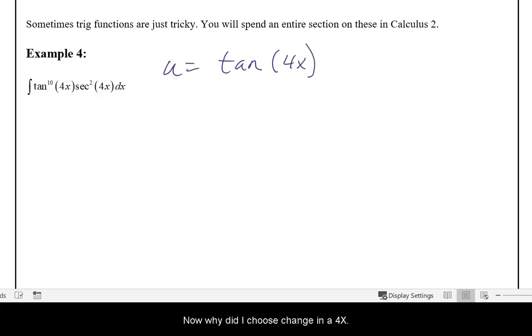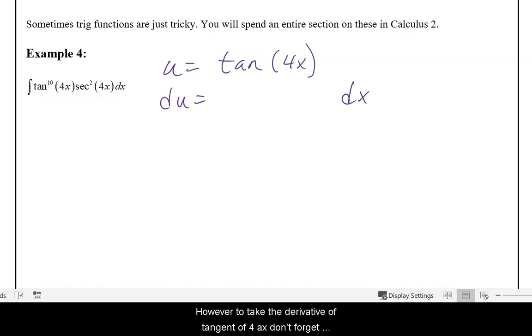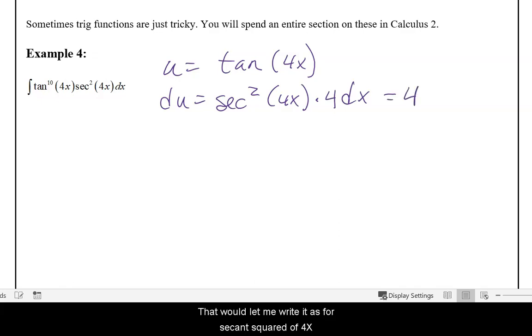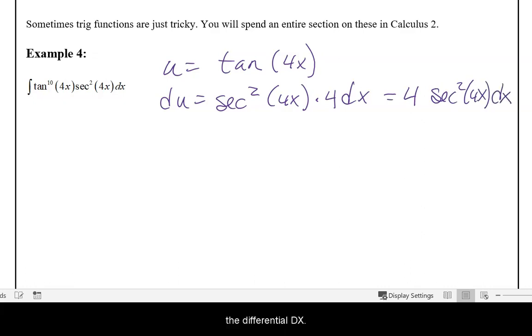Now, why did I choose tangent of 4x? Because the derivative of tangent is secant squared. Now I can take the derivative and abuse the notation by swinging the differential dx around. However, to take the derivative of tangent of 4x, don't forget you've got to do the chain rule and take the derivative of the inside. That gives me secant squared of 4x times the derivative of the inside, which is another 4. That would let me write it as 4 secant squared of 4x times the differential dx.